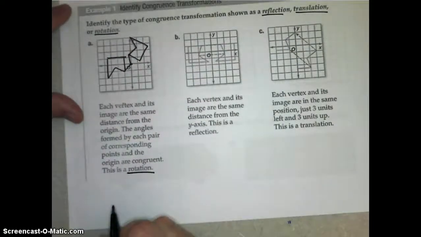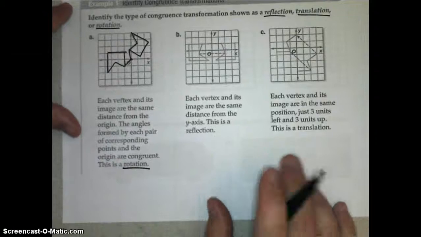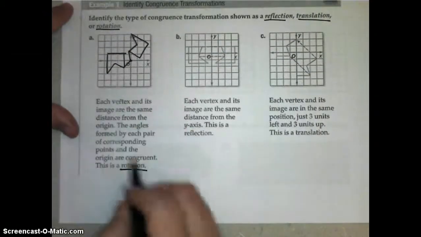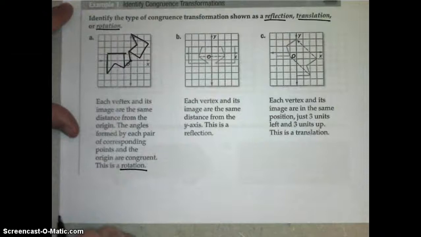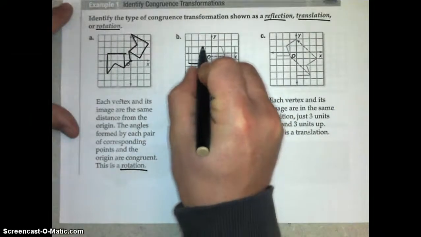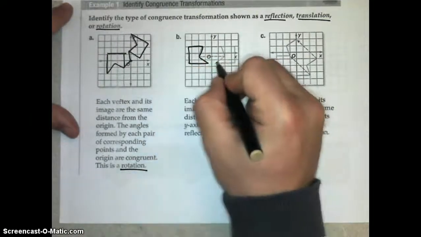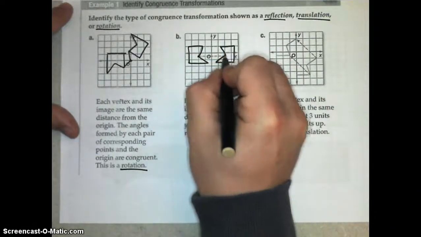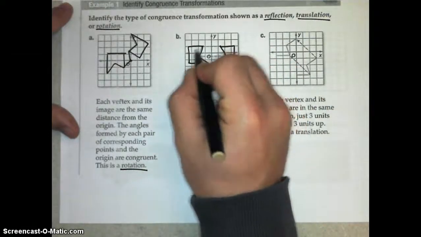Now, if you're writing the answers to these on your own on an assignment or later on in the notes, this is all I'm really looking for. This is the explanation of how that answer is achieved. So let's look at part B. We have one figure on the left here, and its image over here on the right.